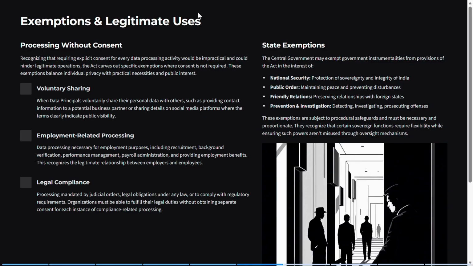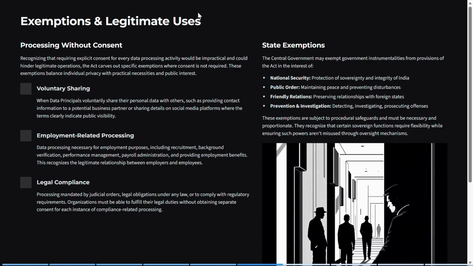So now let's talk about the exemptions and the legitimate uses. Recognizing that requiring explicit consent for every data processing activity would be impractical and could hinder legitimate operations, the DPDP Act carves out specific exemptions where consent is not required. These exemptions balance individual privacy with practical necessities and public interest.